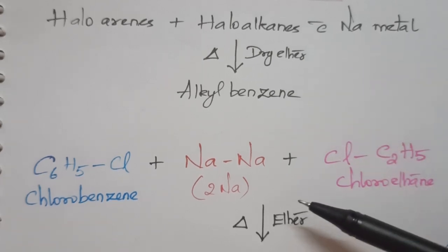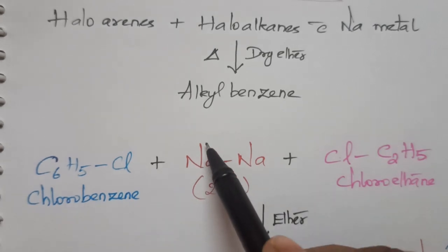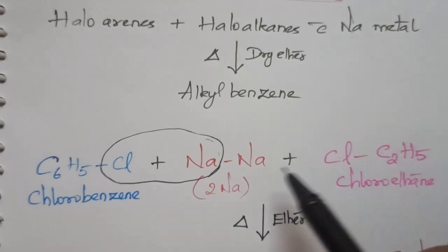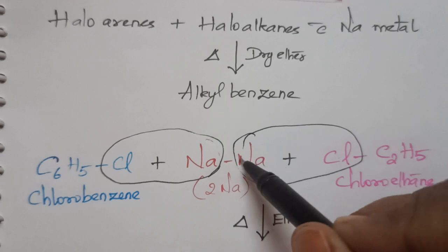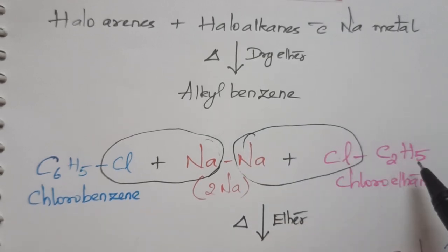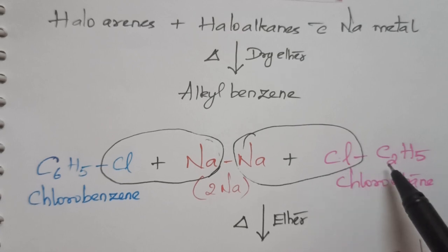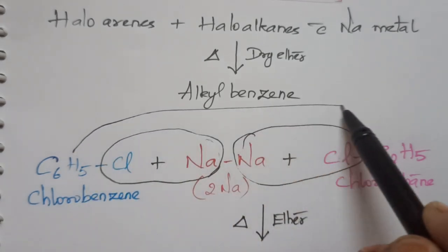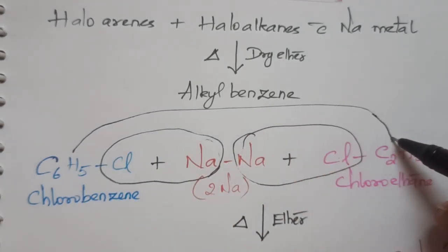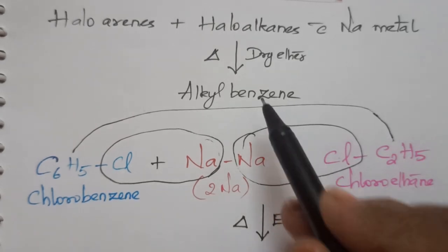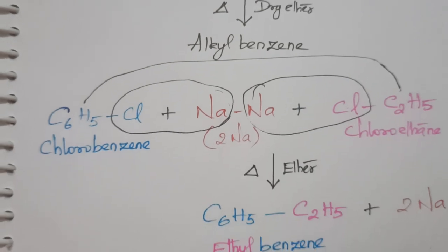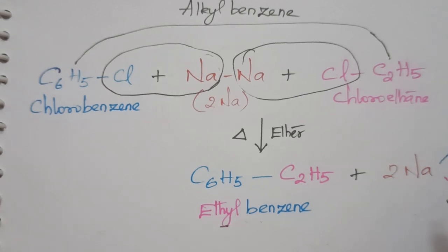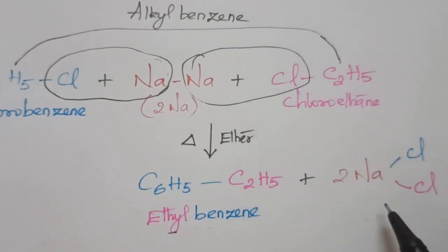Now what will happen here is, one molecule of sodium will react with the chlorine of the benzene, and one molecule of sodium will react with the chlorine of chloroethane, the chlorine in the haloalkane. So they react, and now the phenyl and the ethyl group of chloroethane combine to form an alkyl benzene, that is nothing but ethyl benzene. So our product is ethyl benzene, and the byproduct will be sodium chloride.